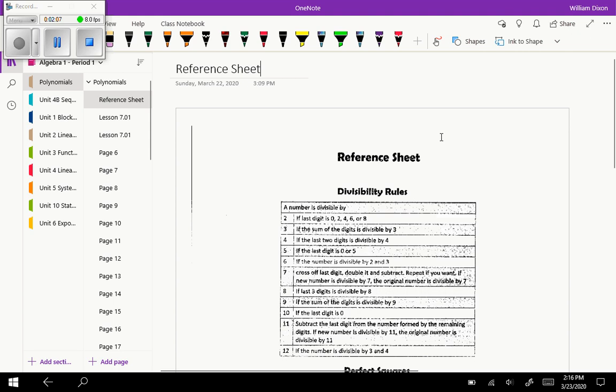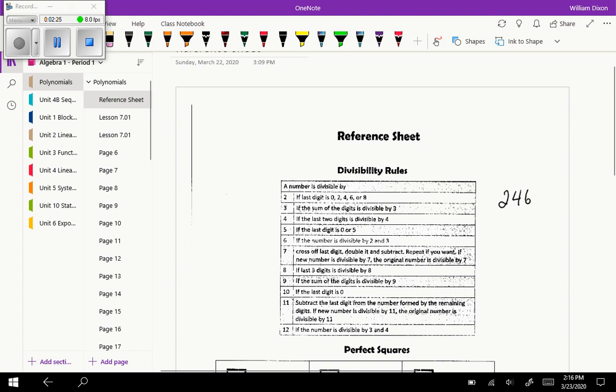Now, remember, when we're talking about a number being divisible by another, that means that it's divided into it equally. So if I have a number, here we go, if I have the number 246, and I want to know if it is divisible by 2. Well, the rule is, and I think you remember this, that if the last digit is 0, 2, 4, 6, or 8, then that number is divisible by 2. All right, so it ends in a 6, so we know that's a yes.